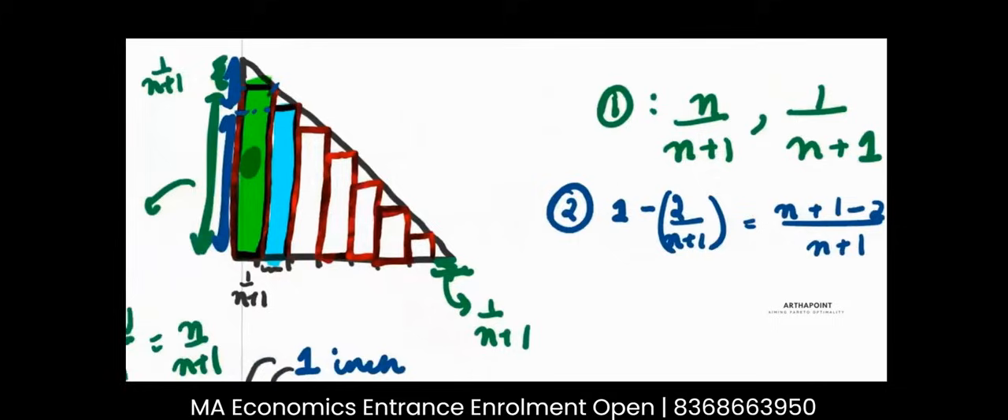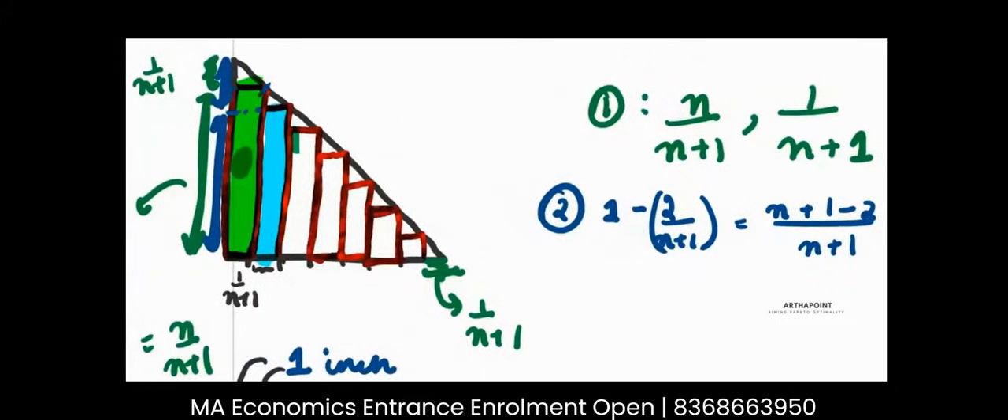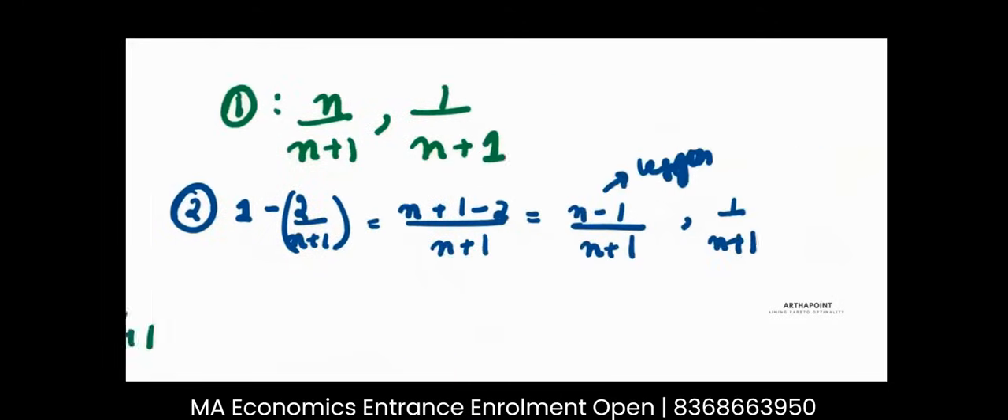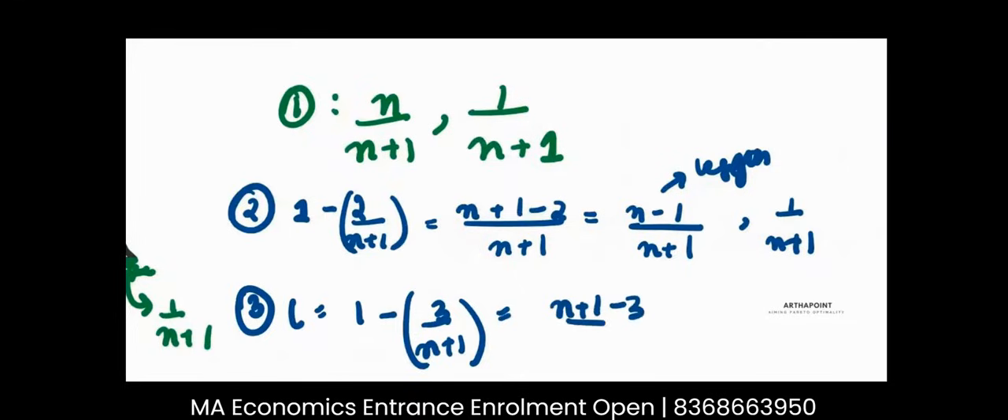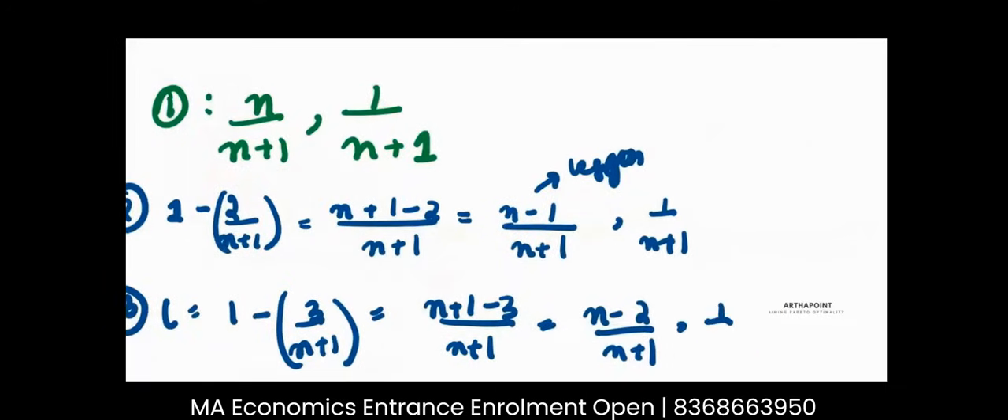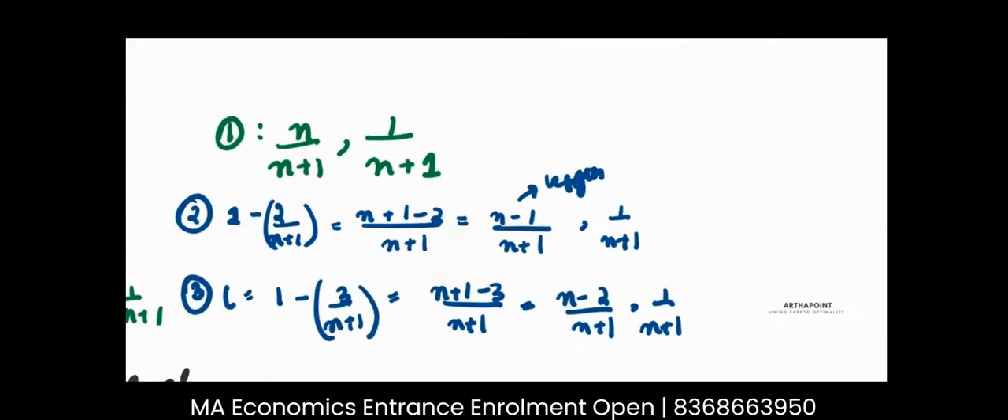Then I will go to the third rectangle. For the third rectangle, if I have to find out what its length would be, if I take it here, I'm leaving 3 n plus 1 proportions. So for the third rectangle, its length will be n plus 1 minus 3 upon n plus 1. This will be n minus 2 upon n plus 1. This will be its length. And what will be its breadth? Same, 1 upon n plus 1, and so on.